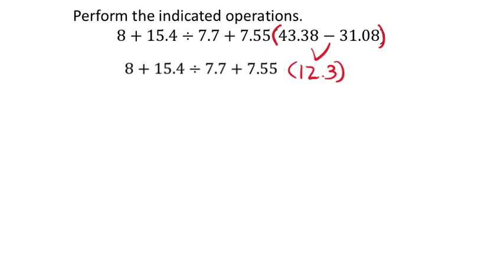Okay, so that means we're on multiplication and division from left to right. So I see the first on the left is division. So that means I'm going to have to do 15.4 divided by 7.7. When I put this in the calculator, I got 2. Now, the rest of this, right, we still have the 8 plus the 2, and we still have plus this 7.5 times 2.3.